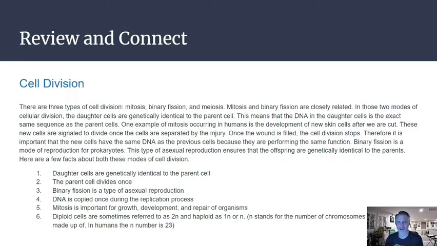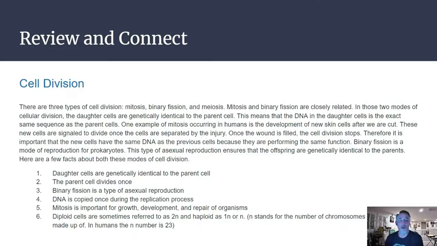One example of mitosis in humans is the development of new skin cells. And we kind of mentioned this last week as well, right? If you get an injury, a skinned knee, a cut, whatever, or just normal everyday loss of the dead keratinized skin on the outside of your body, we have to replace those, right? So these new cells are signaled to divide. Once the cells are separated by injury, the signal goes out and we start obviously forming a scab and all that stuff. But then we start developing new skin cells. Our skin cells go through mitosis and create new skin cells to heal the wound.